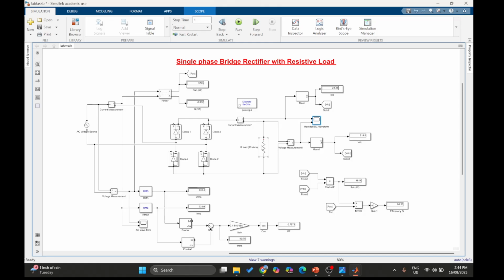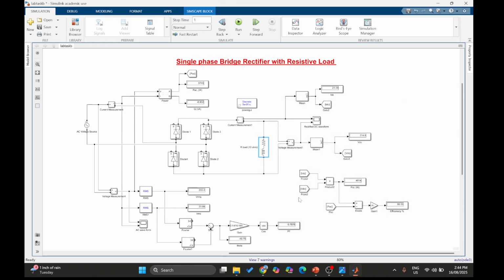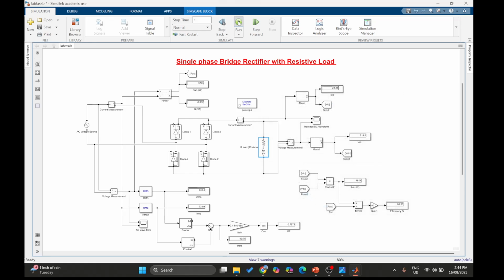And I want to show you one more thing. I will change the load to an RL load, since domestic, industrial, or commercial loads are usually RL loads, and I'm keeping my inductance at this value. Let's simulate once more and see how the waveform changes.